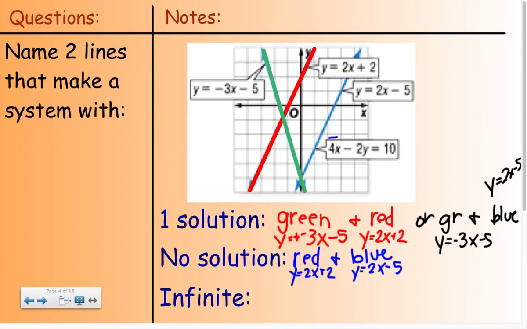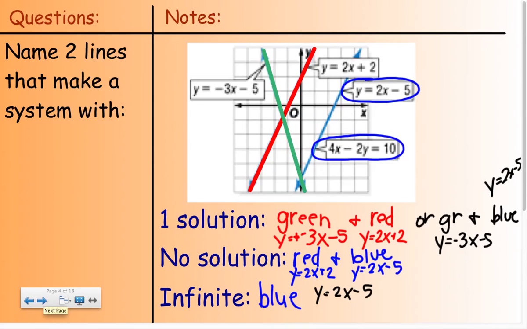Now look for the only line that has two equations attached to it. The blue line says this equation and that equation both make up that line, and I'm going to show you how that works in a second. Our blue line, which is y equals 2x minus 5, and 4x minus 2y equals 10. Now you might be wondering, how can those be the same line?